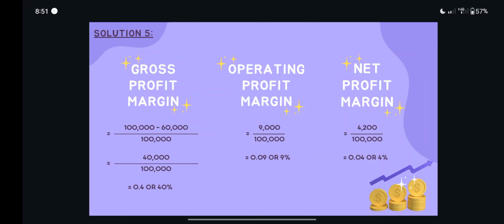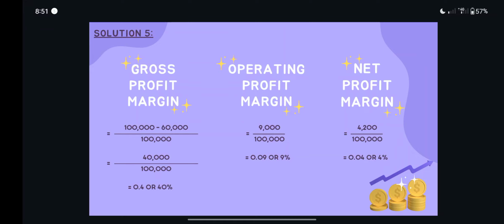Next is the operating profit margin. The operating earnings for this problem is 9,000 over the sales revenue, which is 100,000. The final answer is 0.09 or 9%, and that is the operating profit margin.